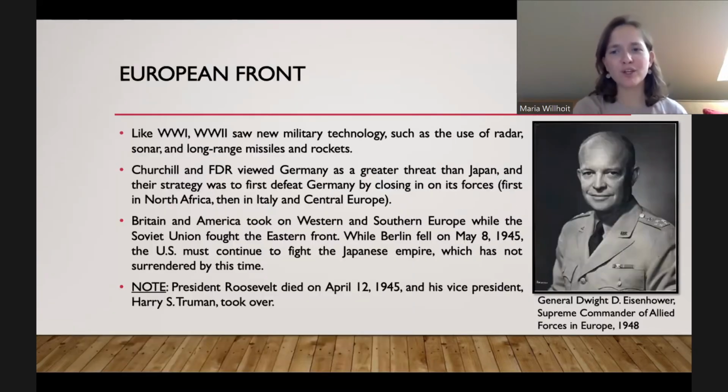And in terms of our European front, one of the things about World War II is, like World War I, there's new military technology. So we have to get used to that. We have the use of radar, sonar.